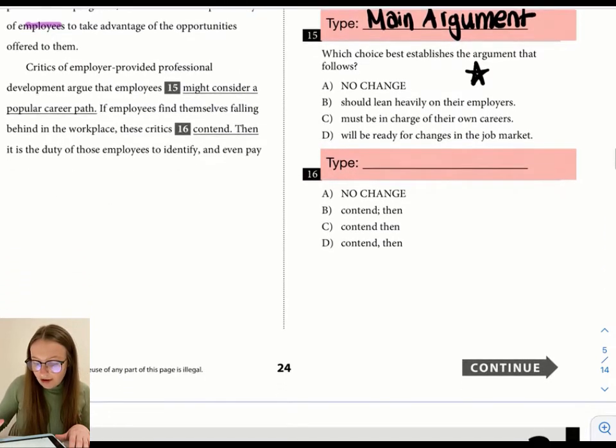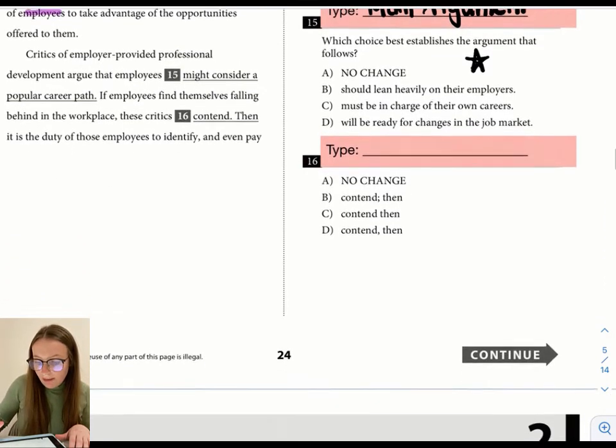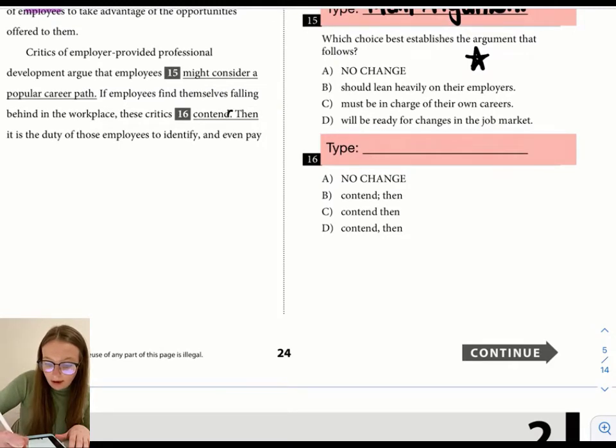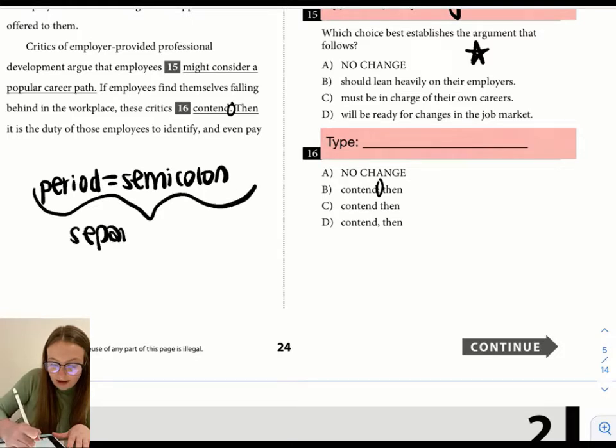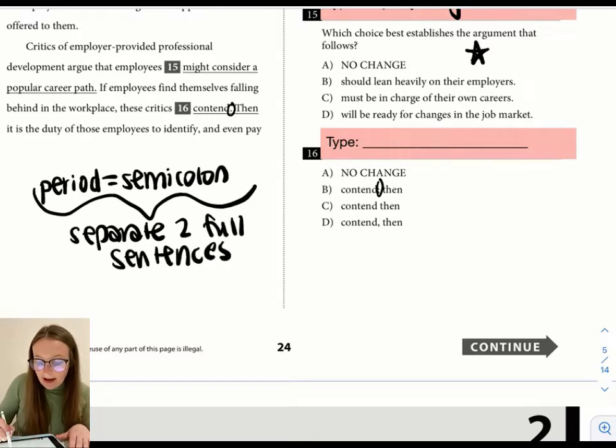All right, let's look at number 16. So in number 16, I want to talk a little bit more about a period and a semicolon. So on the SAT, a period and a semicolon do exactly the same thing. The purpose of both of them is to separate two full sentences. So because we can see the choices A and B have punctuation that's identical, period and semicolon, and the wording is also the same, we're going to knock those both out because these are both exactly the same answer choice.